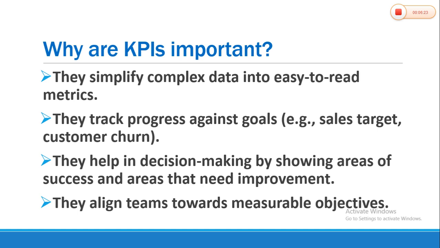So they help in decision making by showing areas of success and areas that need improvement. So imagine at the third quarter of the year, a company that sets a business goal of hitting 200 million in sales. At the third quarter, they are still doing 50 million.